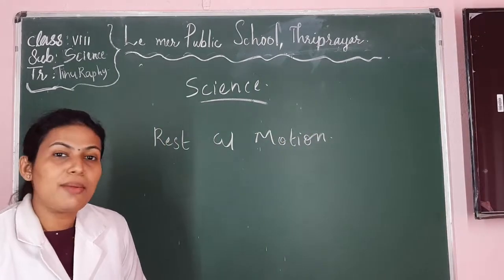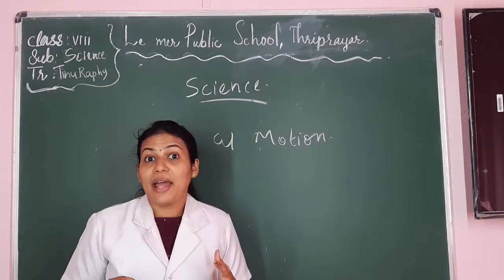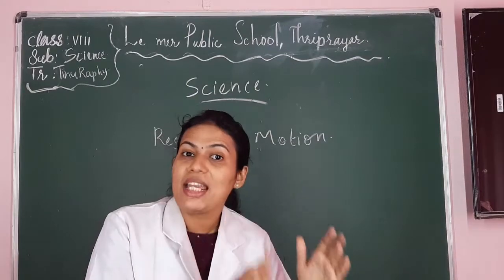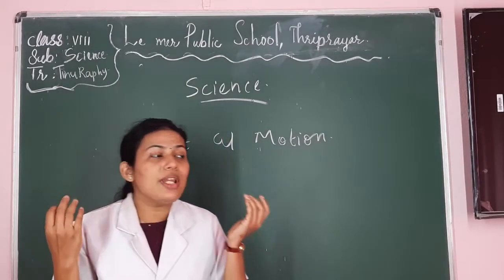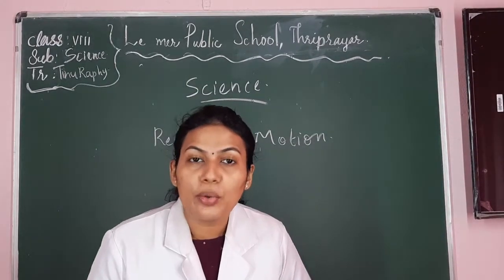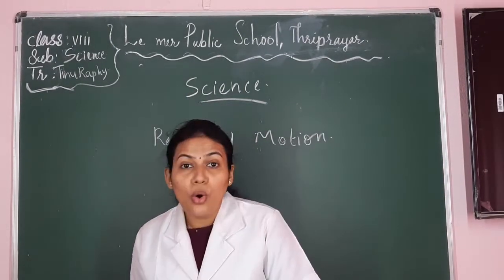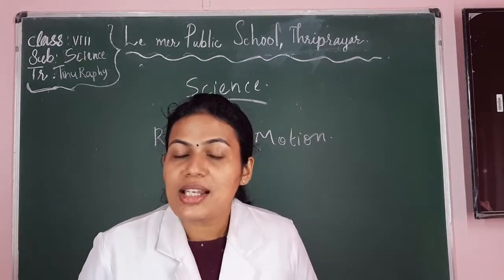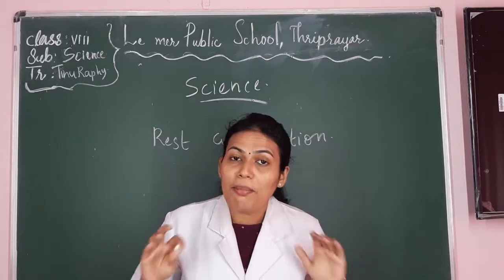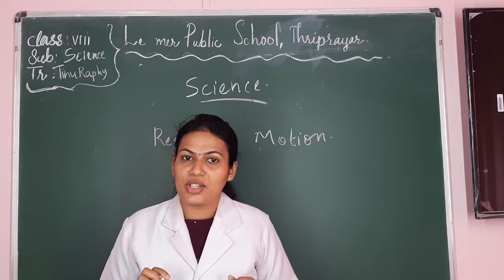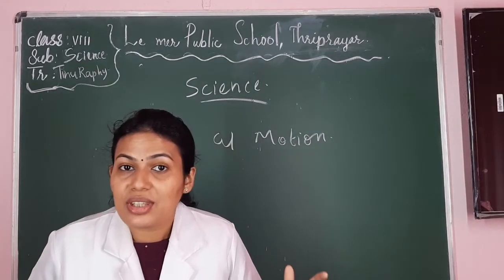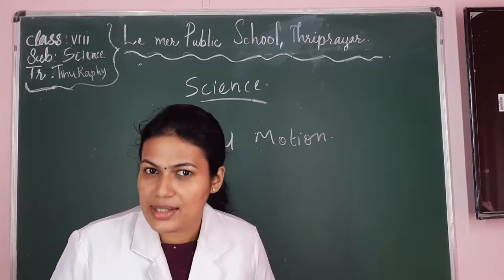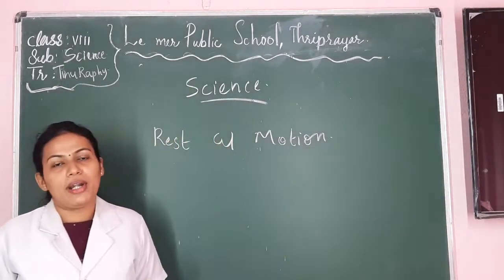Now, when is a body said to be in rest? An object is said to be in rest if its position remains the same, isn't it? So when you look around, you may be seeing the windows, the doors, the chairs, tables, etc. All those things are remaining in their own place. They are stationary in nature, isn't it? So such things are at rest when we compare them with their surroundings. So that is what a resting body is.